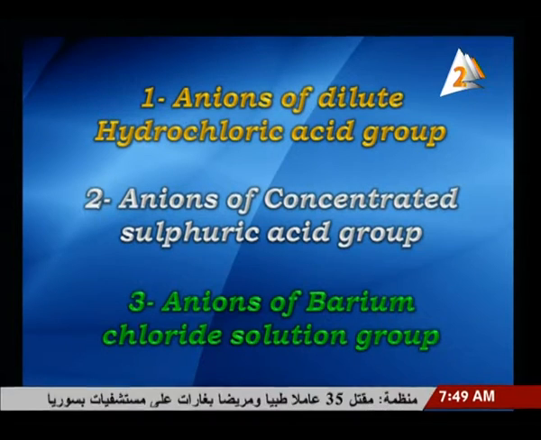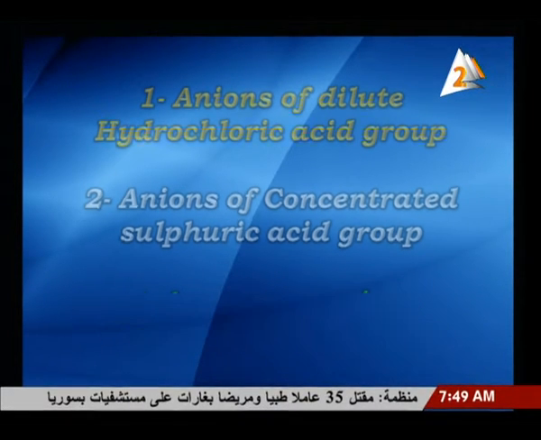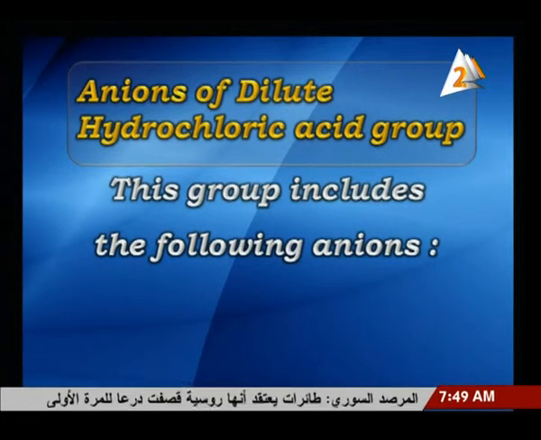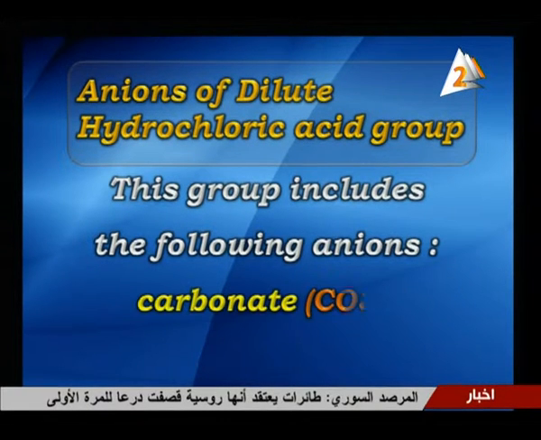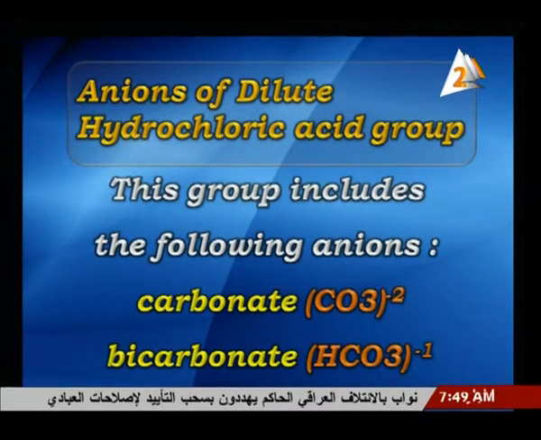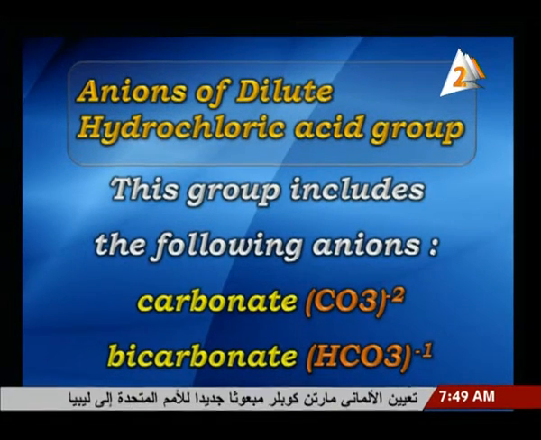Yes, I think we have the first one now, anions of dilute hydrochloric acid group. This group includes many things, the following anions. Number 1 is carbonate, CO3, the ion. This ion is -2. Number 2 is bicarbonate. It has a formula HCO3 -1. It's good to say that.